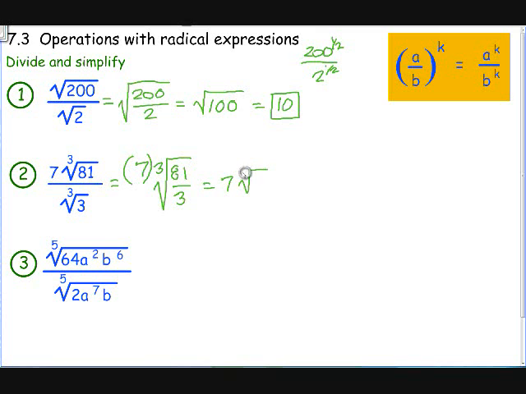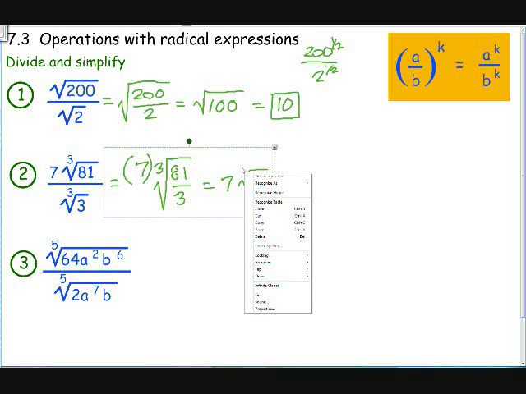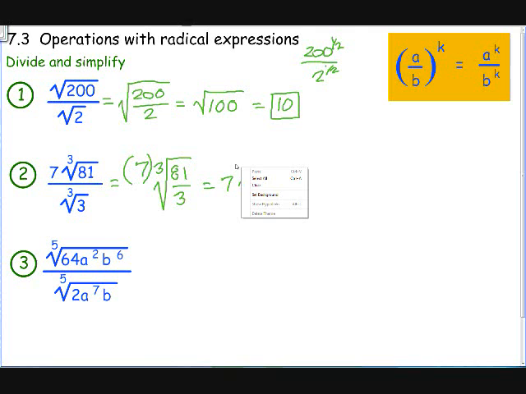The cube root of 27, of course you can do it on your calculator if it's going to come out even. It's very nice. It turns out to be 7 times 3, or the lovely 21.